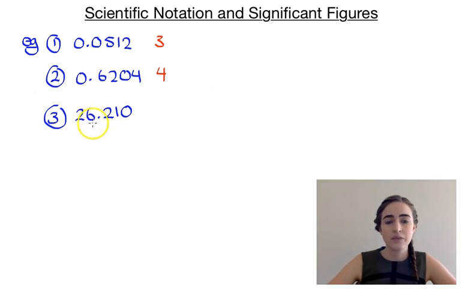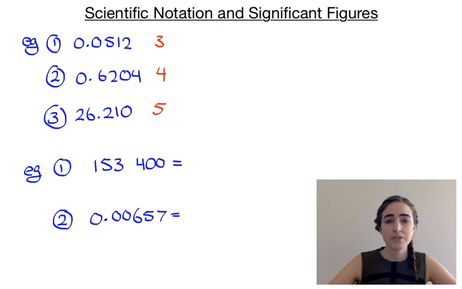This next one, again, we start counting the first non-zero digit, so that two out the front. All of these ones are going to be significant because they're not zeros. And this zero right at the end, because it's after that decimal place, we know it's not just there holding a place value, so it has to be significant as well. So this one will have five significant figures.